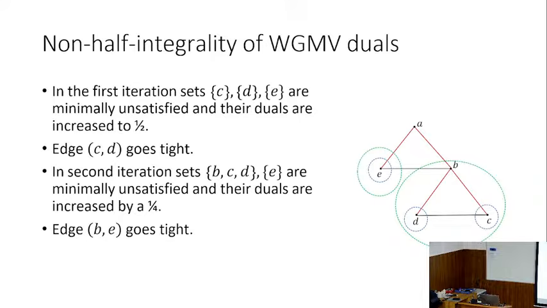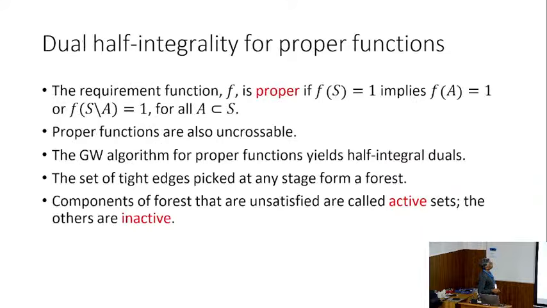This is already at a half. You're going to start increasing this. So you'll increase it to a quarter, and this will also increase to a quarter. Right? So this will finally be half, a quarter, a half, and a half. This is not a half integral solution. So the WGMV duals actually fail. WGMV is actually an extension of the Goemans-Williamson algorithm, and the Goemans-Williamson algorithm worked for a setting of what was called the proper functions.